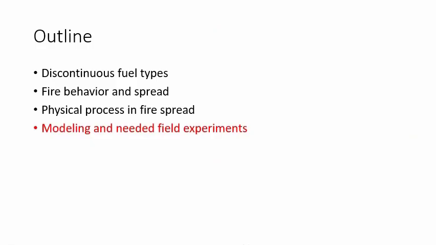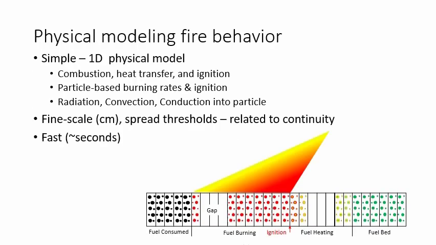Last subject is modeling and the needed field experiments. So for modeling, there's many different ways to include these kinds of physical processes in a model. You can have very simple models like we're talking about here, or you can have some very, very complex and sophisticated models. They're all actually sophisticated because they include the physical processes in a coupled nonlinear dynamical system. But let's talk about a simple model here.